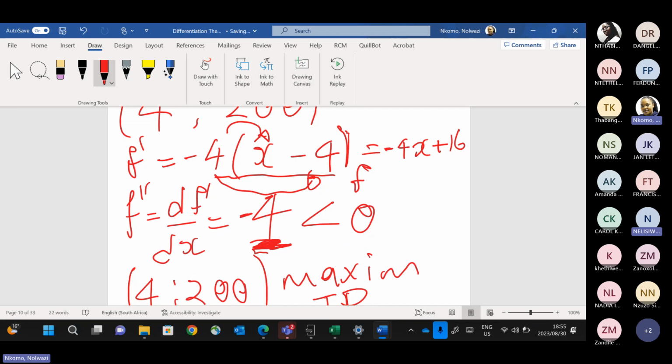So this means our f prime at x is -4x plus 16, right? Remember, from here to here, we differentiate. So this means we're differentiating -4x and plus 16. The derivative of a constant is zero. I see. Right. Thank you.